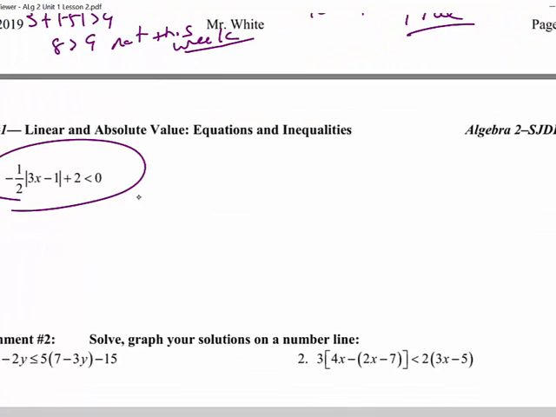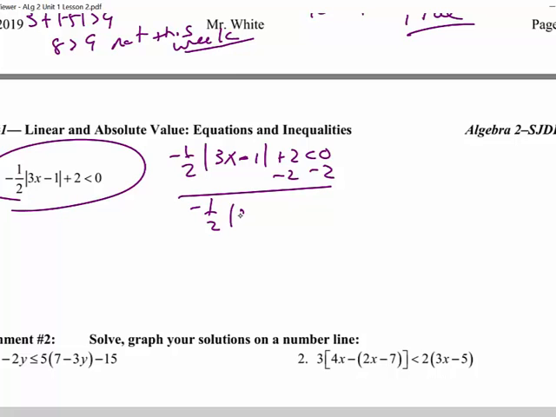It says solve this equation. So here we go, let's solve it. Pause the video, solve it, and then come back to me. I want to get rid of anything on the outside of the absolute value before I begin. So I start by subtracting 2. So negative 1/2 times the absolute value of 3x minus 1 is less than negative 2. You do not flip the inequality because I'm subtracting. Now, I'm going to multiply both sides by negative 2.